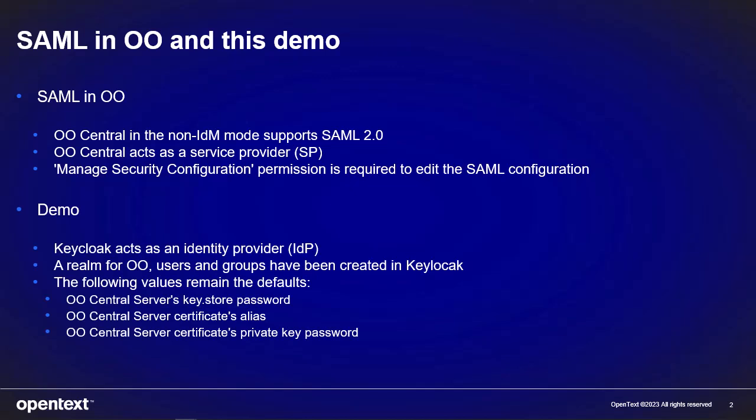Next, in this demo, Keycloak is used as the identity provider. It is assumed that a realm for OO has already been created on the Keycloak side and that users and groups have already been registered in that realm. In addition, the following configuration values on the central side are used as defaults.